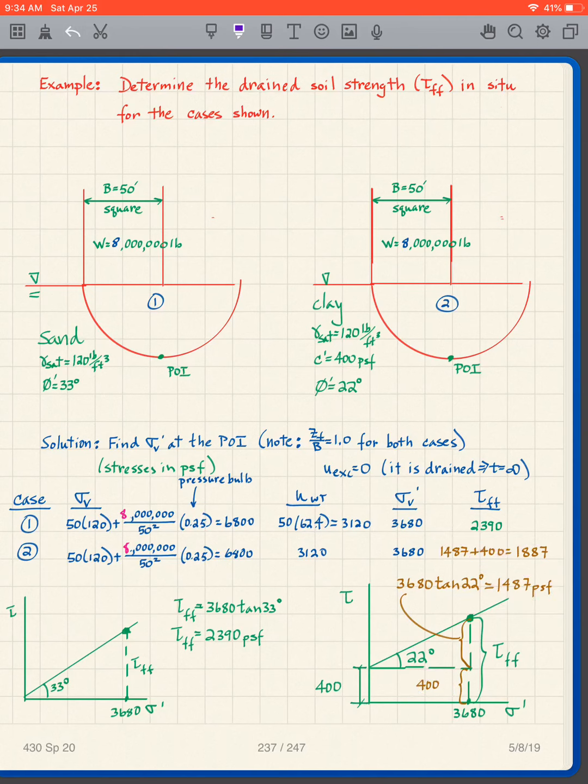So I've got the tau FF at that point for both these situations. For the sand, it's 2390. For the clay, it's 1887. I could use that in.